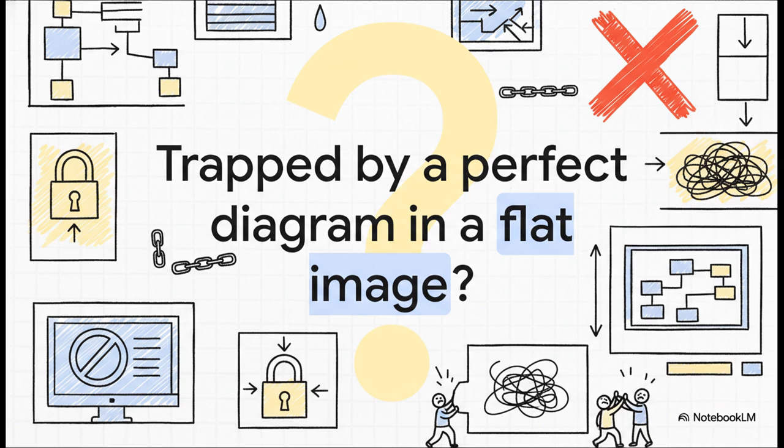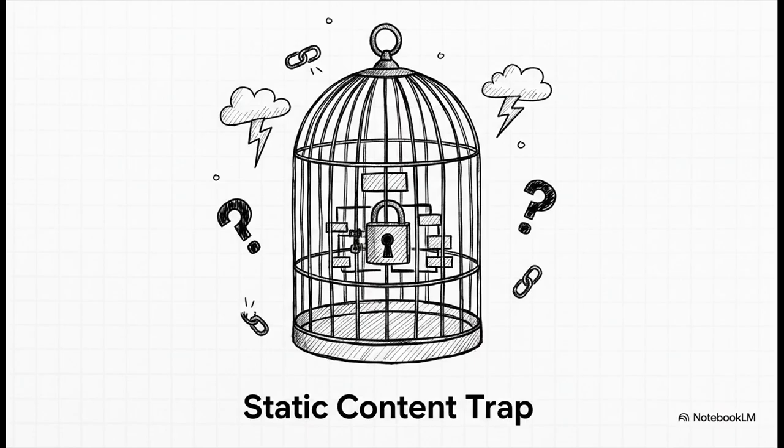It is so frustrating. Well, there's actually a name for this whole mess, the static content trap. It's that feeling of seeing valuable information completely locked away behind glass. For anyone, students, engineers, researchers, this is a huge productivity killer that just burns through so much time. But what if we could finally break out of that trap?